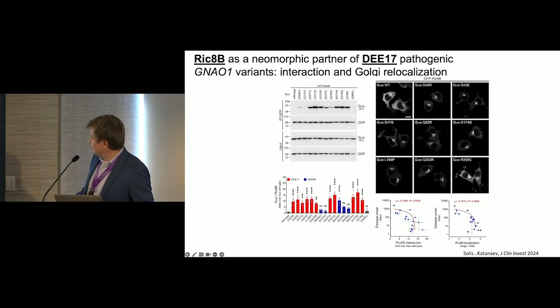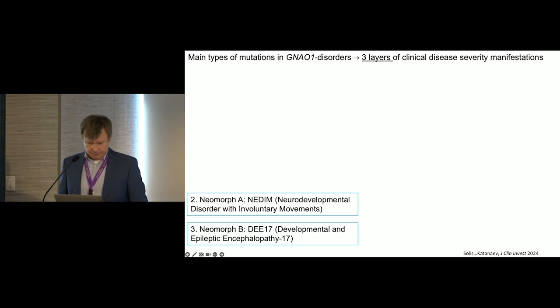And the same is true for the Golgi relocalization. So the mutants which interact with RIC8B also relocalize to Golgi. And this correlates with the disease onset.